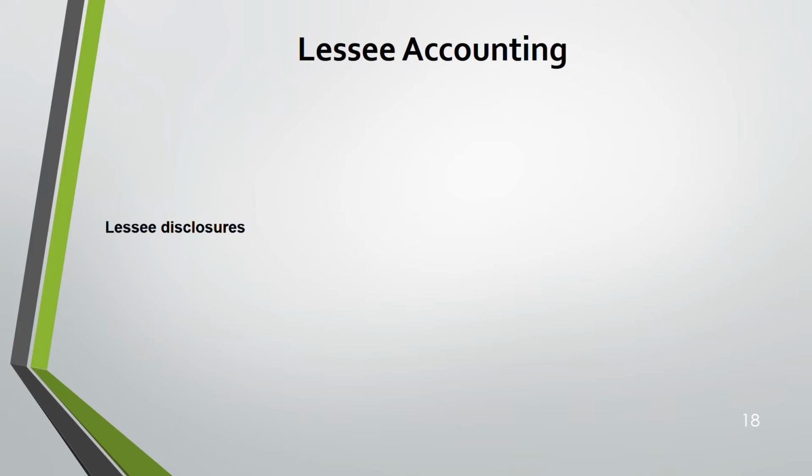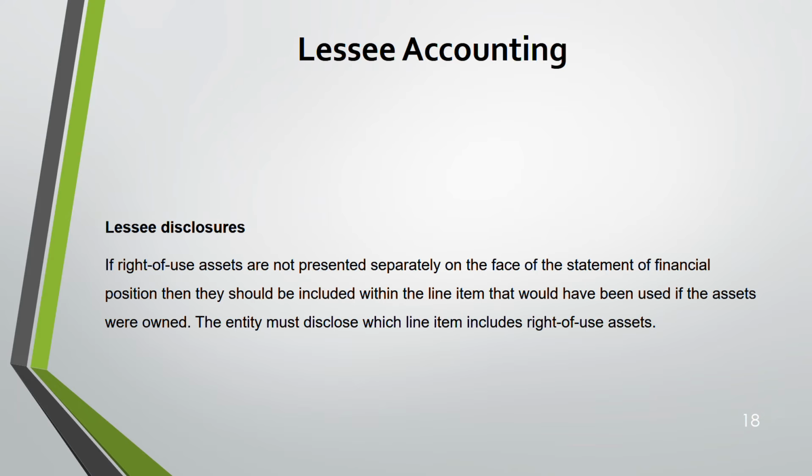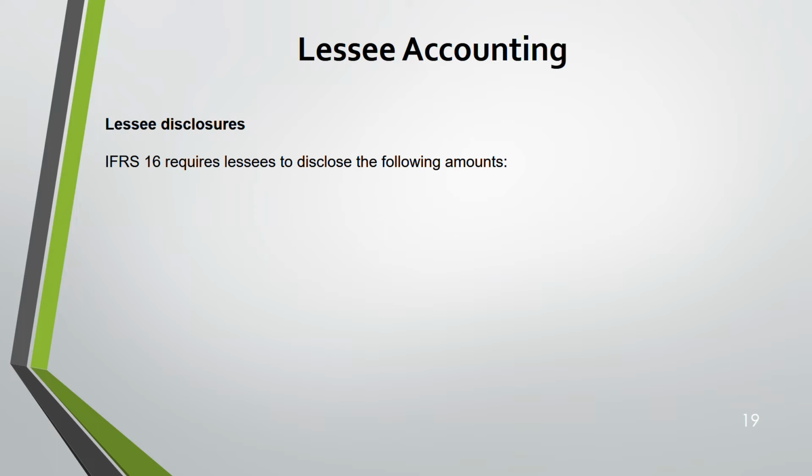Then lease disclosure. What are the lessee disclosures? What are the things that you need to disclose? If right of use assets are not separately shown in the statement of financial position, then you have to include it in the line item that would have been used if the assets were owned. The entity has to disclose which line item includes right of use assets. Now, these are the following disclosures for leases.